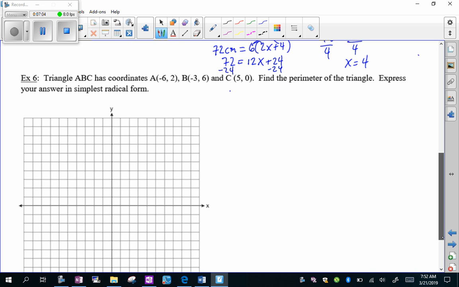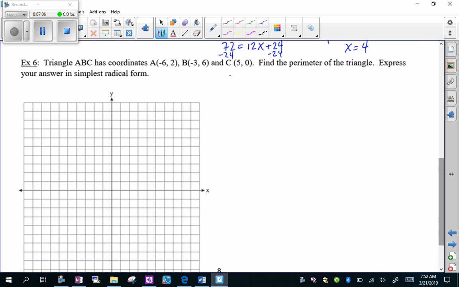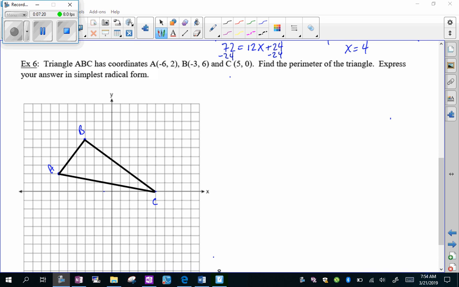If we're looking for the perimeter of the triangle, we know we're looking to add up the sides. So we're going to find the length of each side of the triangle. So let's go ahead and plot those points and label. Again, I've plotted my triangle, which is important to plot correctly, because after that, I need to find the distance from A to B, B to C, and A to C, and add them up.